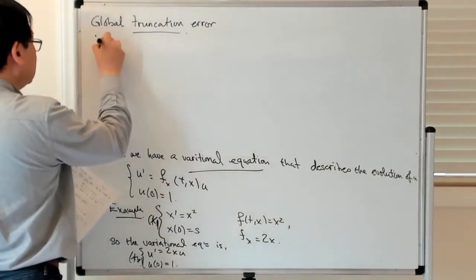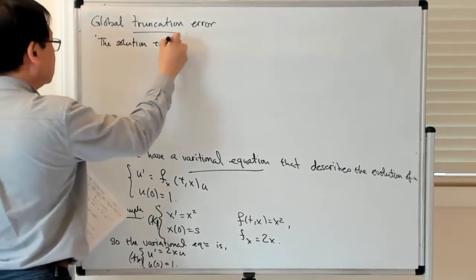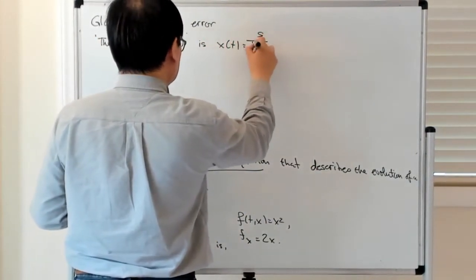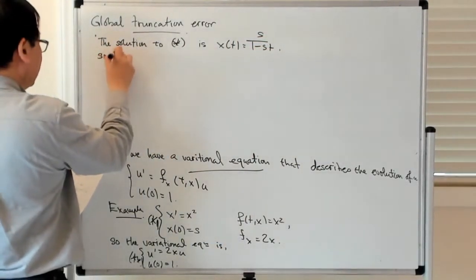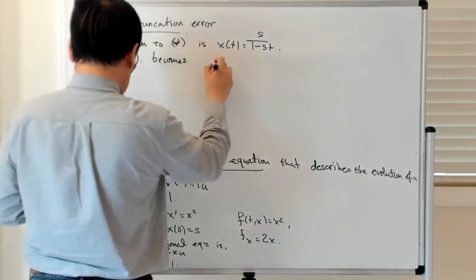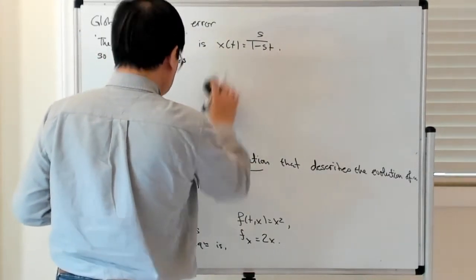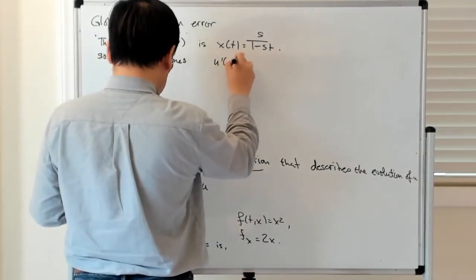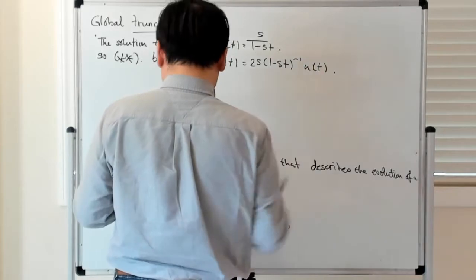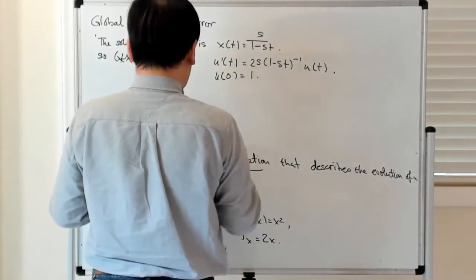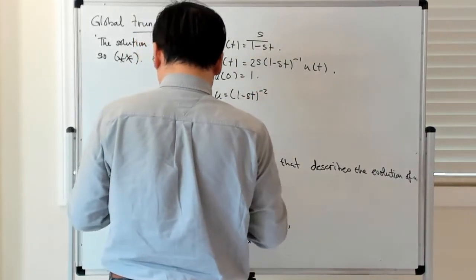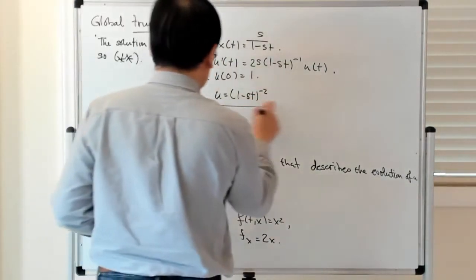So the solution to star, right, is that x of t is s over 1 minus st. So the variational equation then looks like u prime of t is 2s times (1 minus st) inverse times u of t, and then u of 0 equals 1, and you can check that you can solve this, that u is equal to (1 minus st) to the minus 2 power. Okay. All right. So there's that.